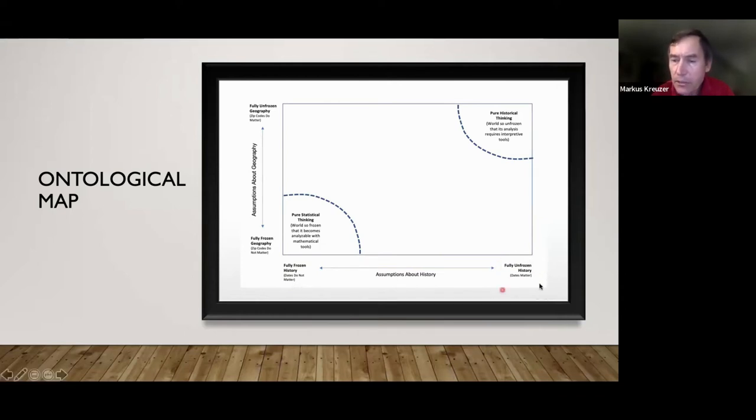Then at the other end of the spectrum here, you have a fully unfrozen notion of history. That's the one that historians employ, where change is constant, and therefore you have to be very attentive to chronologies and dates. So history here can be distinguished in terms of how frozen and unfrozen it is. And the same thing here with geography, right? You can assume that geography doesn't really matter, that any location is the same, and therefore we don't have to pay attention to zip codes or geographic coordinates. Or at the other end of the spectrum, every location is unique and exceptional, and therefore it's unfrozen.